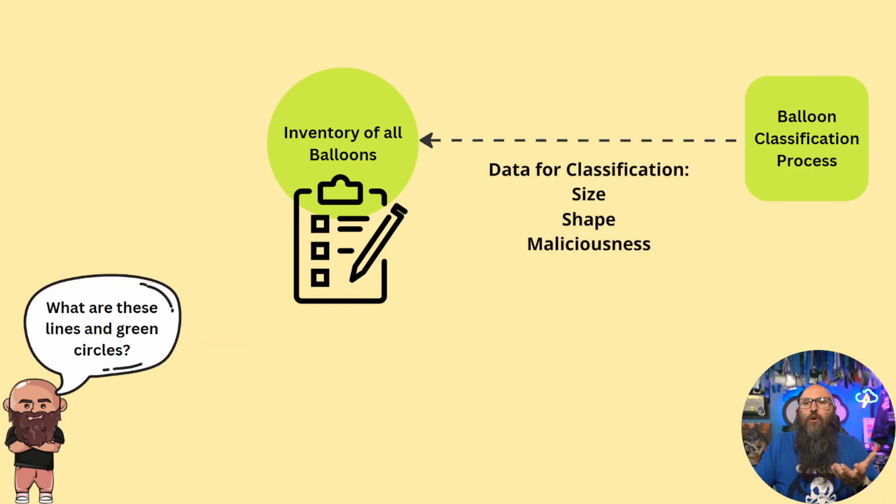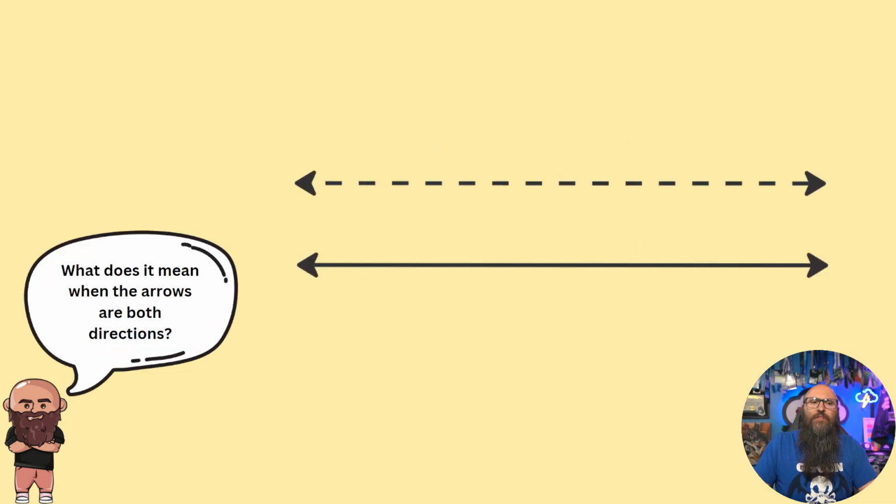Now, as we see this, as we're trying to execute 1.2, we might have to read, right, and put data across as we're saying, listen, we just classified, we got the size, the shape, the maliciousness of each of these balloons over to this inventory of 1.1 of those balloons. We're now adding some classification information and columns to that. What does it mean when you see bidirectional arrows?